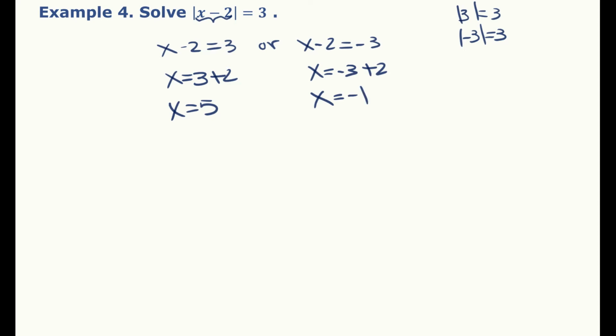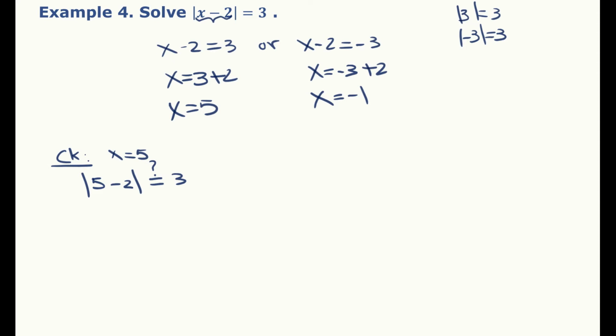Now, if you have time, you should always check it to make sure that you did it correctly. So let's check x equals 5 first. We'll plug it into the original equation. So absolute value of 5 minus 2, and see if that ends up being 3. I'm going to put a question mark on top of the equal sign because I'm not claiming it, I'm checking it. We were wondering, is it?